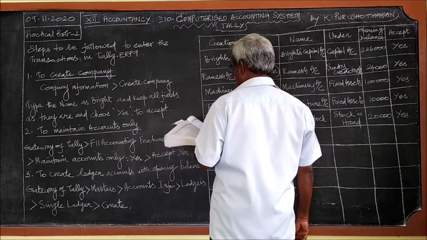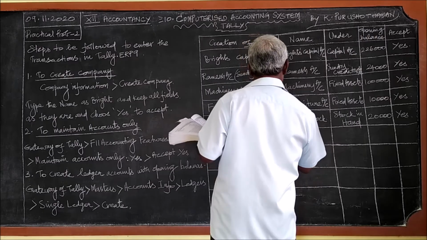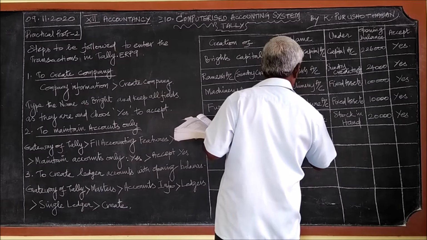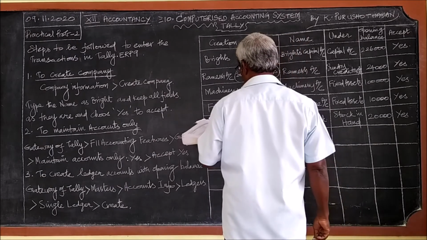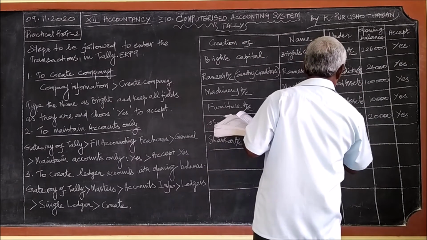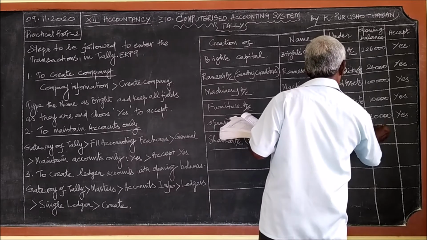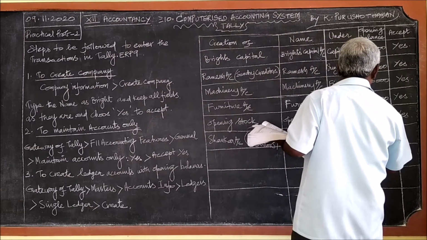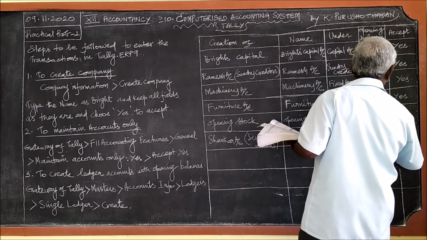Then, what is the name of the sundry debtor? Shankar. Shankar account. Then, under what account? Sundry debtors, like sundry creditors, sundry debtors. The amount appearing in it is 50,000. Now the process is over, accept yes.